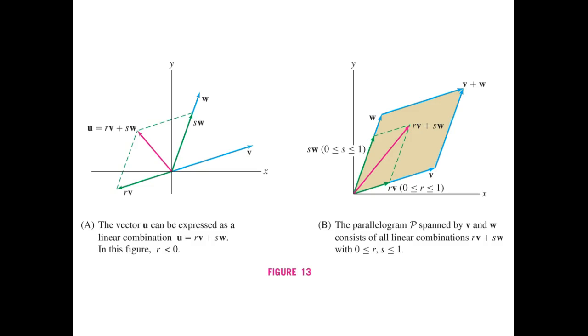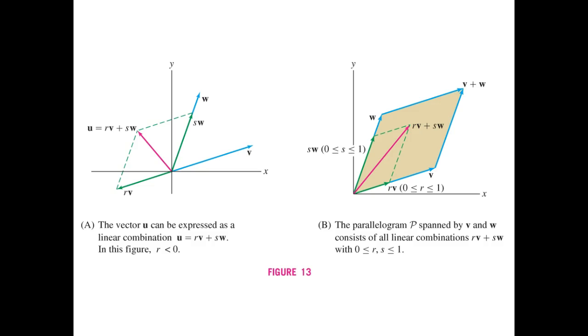Okay. Oh, no, that's not what it meant. 0 is less than or equal to both R and S, and R and S are both less than or equal to 1. So in other words, your R and your S are less than or equal to 1. Well, what do we mean by that? It's sort of like we had here, but now we're not letting R be negative like it was here. This time R and S are between 0 and 1. Here's your vector V. There's your vector W. Here's the sum of vector V and W.